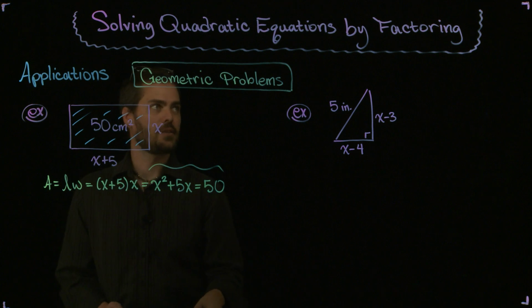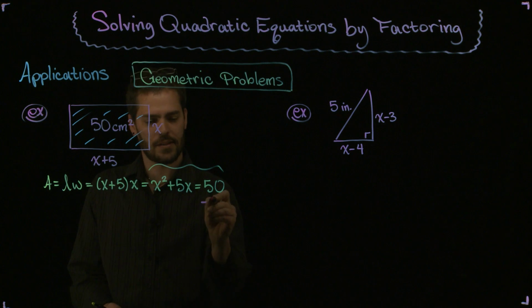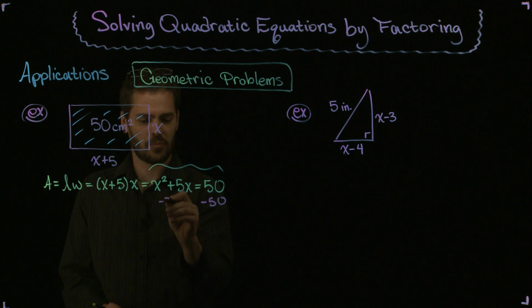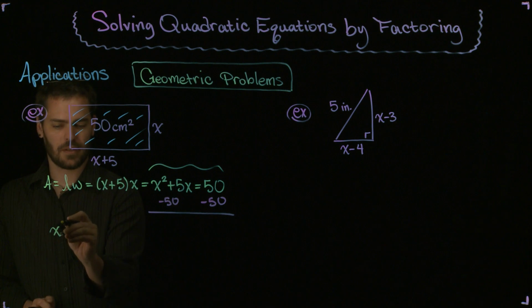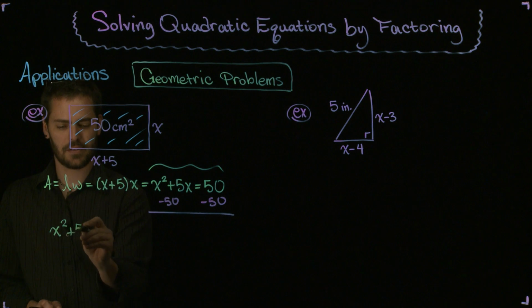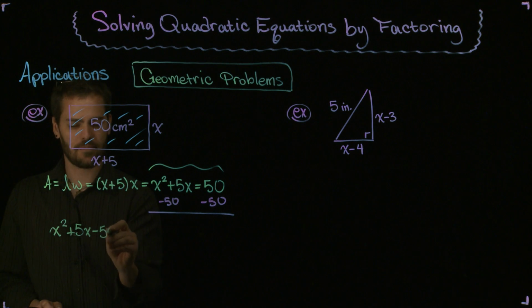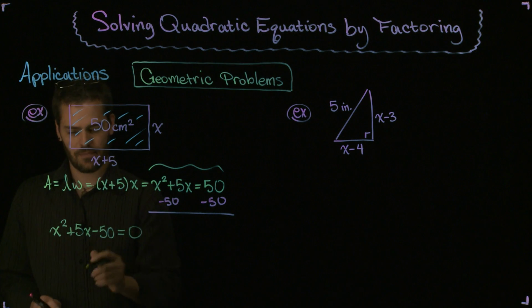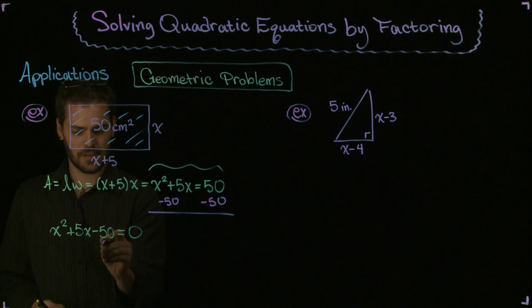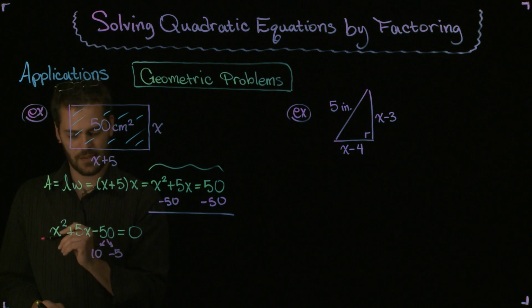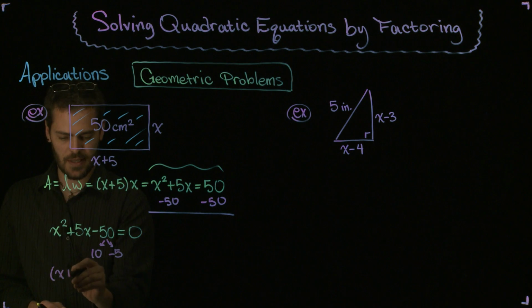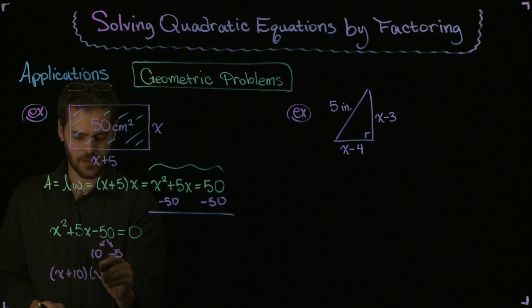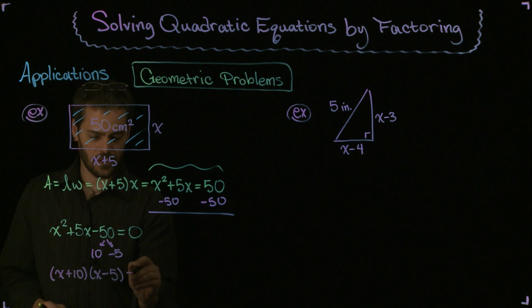So I'm going to try to use factoring to solve this. So let's subtract 50 from both sides. But that gives me, let me write it over here, x squared plus 5x minus 50 equals 0. Let's attempt to factor this negative 50. And it appears that 10 times negative 5 are excellent numbers. They add up to 5. So that means that this factors to x plus 10 times x minus 5. All of that is equal to 0.